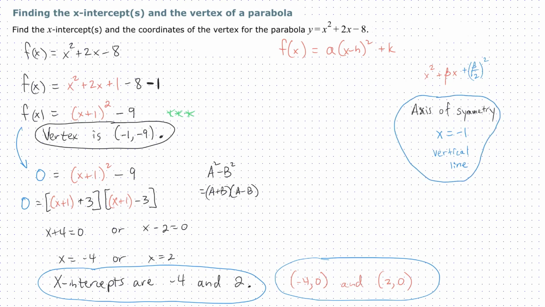You can see why you would write the x-intercepts in English. Notice I don't use the equal sign here. I actually have to spell out the word A-R-E, are -4 and 2. Whereas the axis of symmetry is always written as an equation, x equals -1.